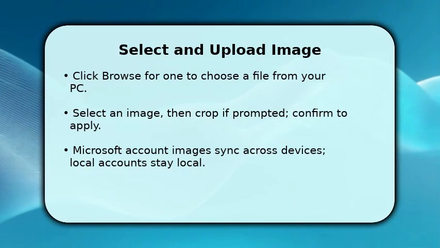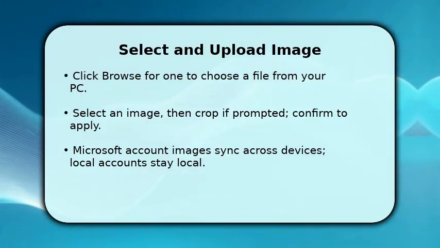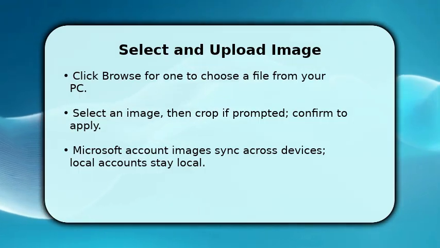You will click Browse for one under Create Your Picture, which opens File Explorer so you can navigate to your saved file. Once you pick the image, Windows may present a quick crop or preview. Use it to frame the face or area you want visible, then confirm to apply the change.